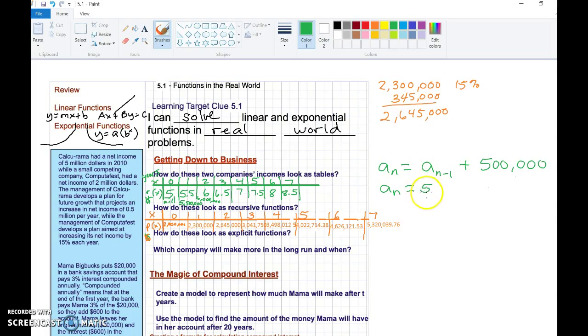So we could write 5,500,000 plus our 500,000, which is our constant difference. I'm going to run out of space here. Times n minus 1. All right? And then if we wanted to write this as just a linear equation, how could we do that?